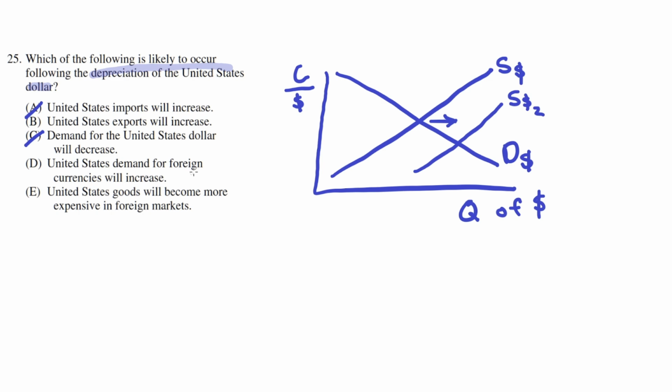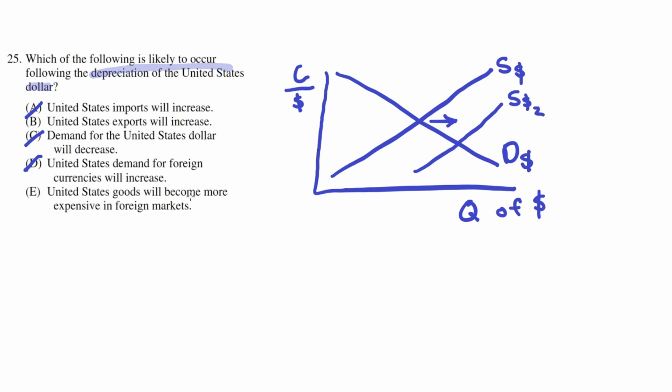D, United States demand for foreign currencies will increase. This is incorrect because we just highlighted how the depreciation of the US dollar means that the US dollar decreases in value and other currencies increase in value. Because of this, the foreign currency is worth more, and it takes more US dollars to buy foreign currencies. Therefore, the demand for foreign currencies will decrease, not increase, because those currencies are more expensive.